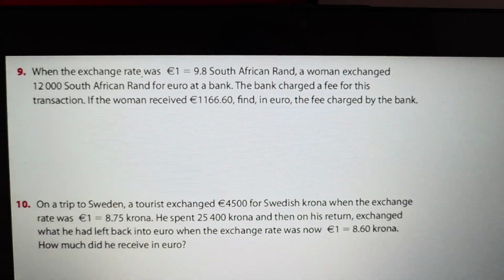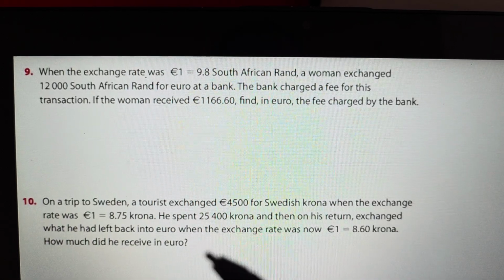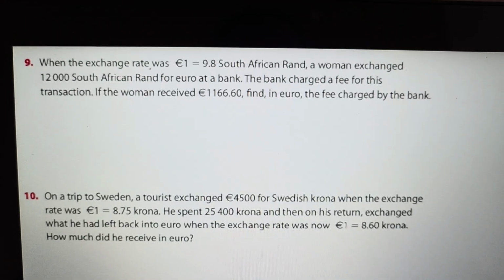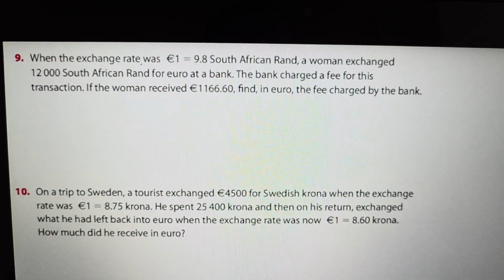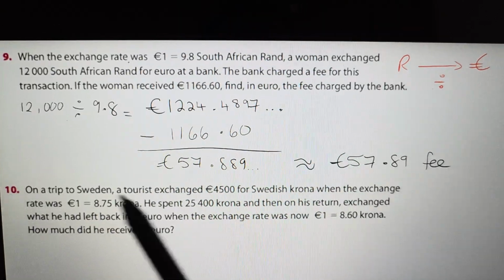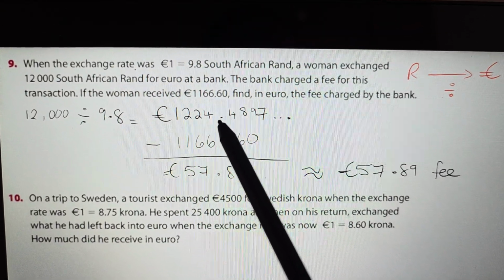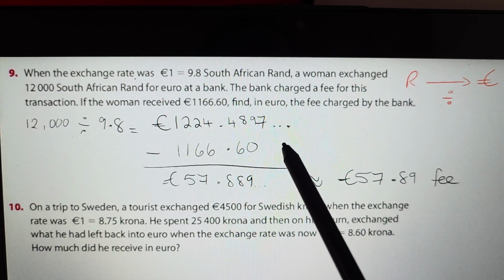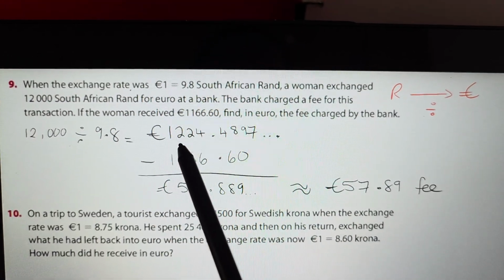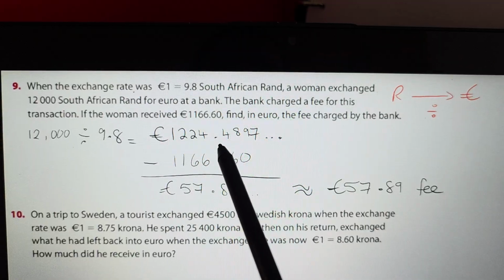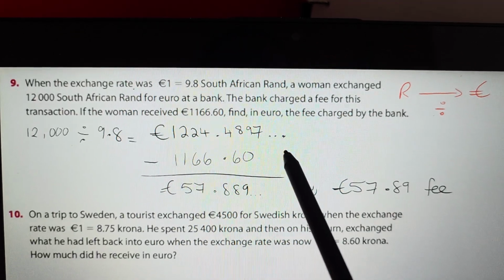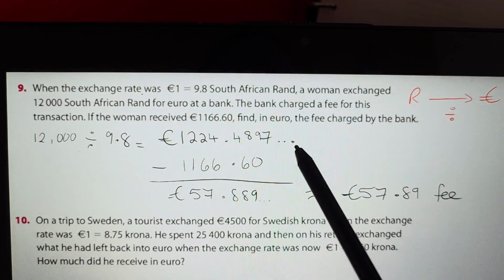Okay, well, first off, we'll do the conversion. I want to convert 12,000 Rand into euros. So that's foreign currency into euro, which means I'm dividing. So I divide 12,000 by the exchange rate, 9.8. That will give me a euro amount. I am not rounding that up yet. Okay? So 1,224 euro, 0.4897, and it goes on forever. That's what it converted to.